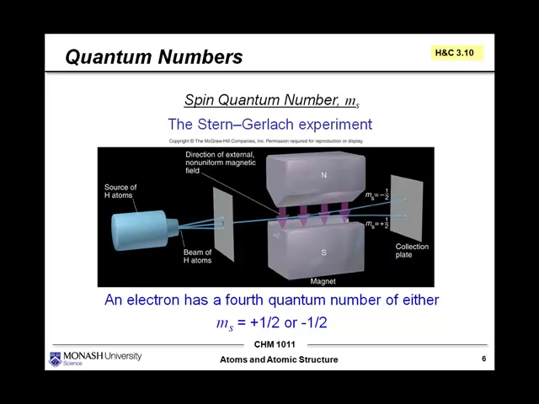As it turned out, this was a result of electrons being in one of 2 states. It can have this additional quantum number where ms can equal -1/2 or +1/2. This is the only quantum number that takes on non-integer values.